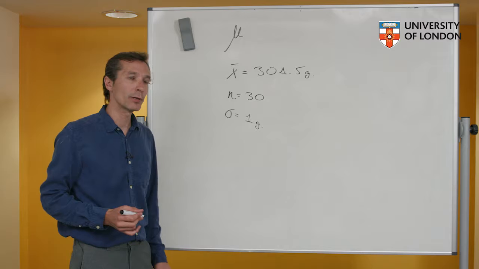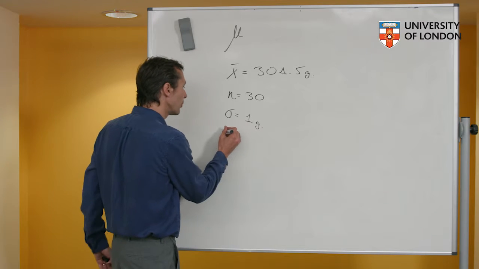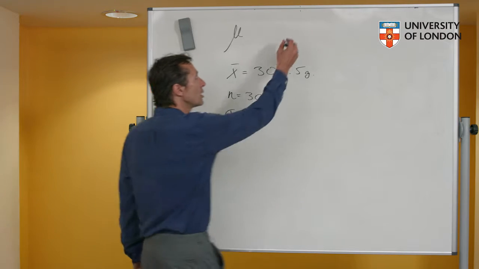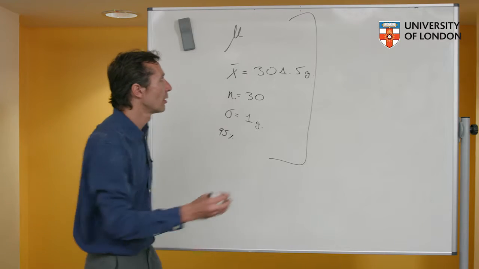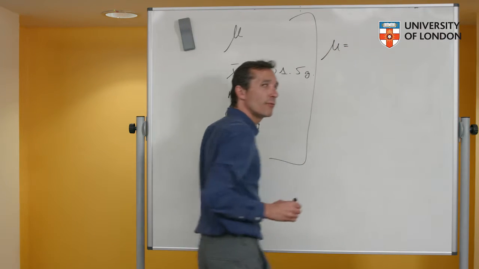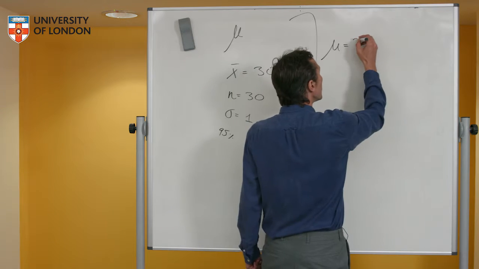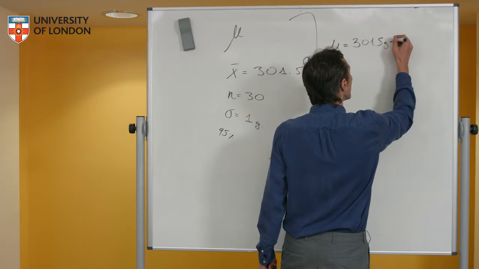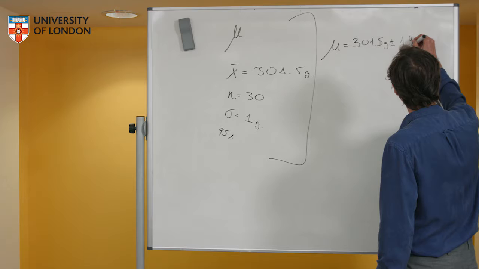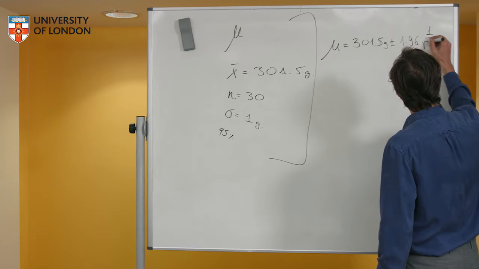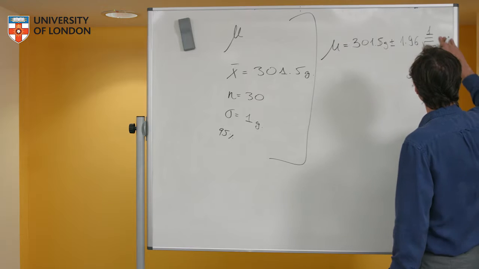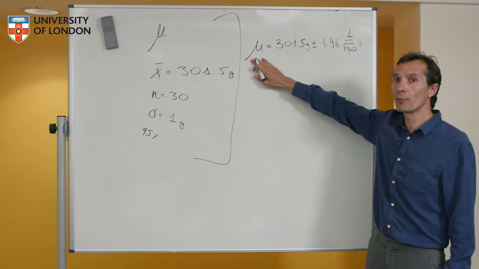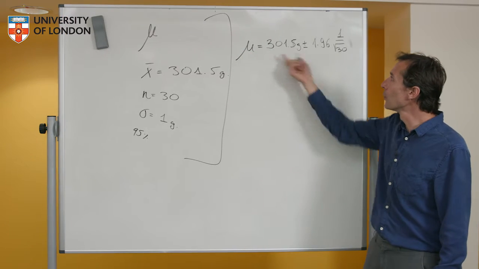So let's assume it's just 1 gram. We also were told that we're talking about 95% confidence. So let's try to plug back in the values. So we said that the mu with 95% confidence will be 301.5 grams plus minus 1.96, 1 over square root of 30. In other words, we can say that with 95% confidence we can say that mu will be in this region.